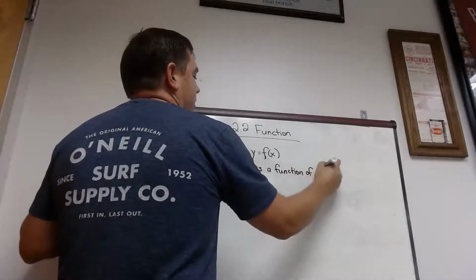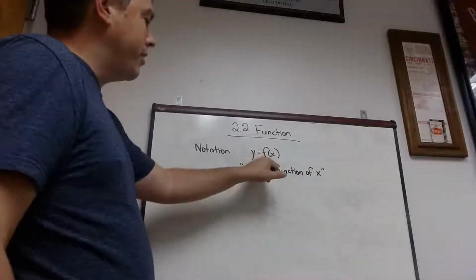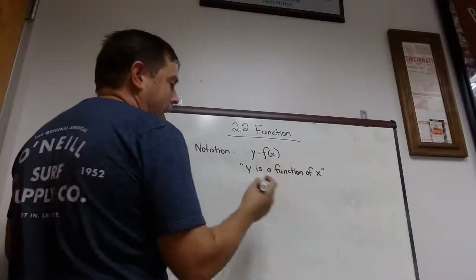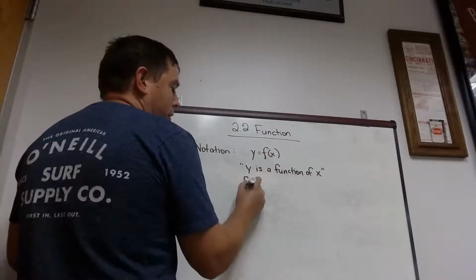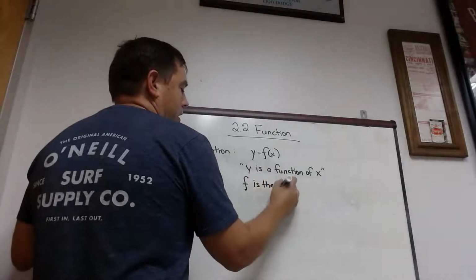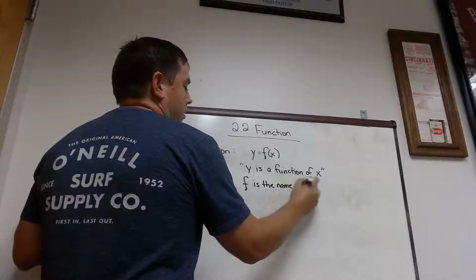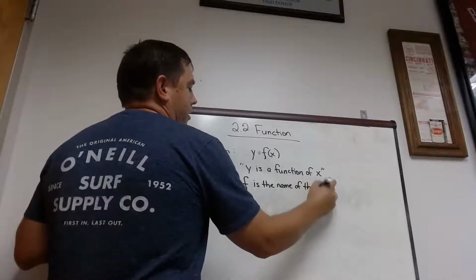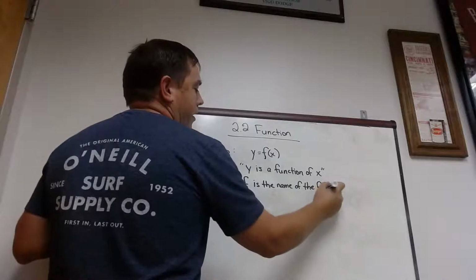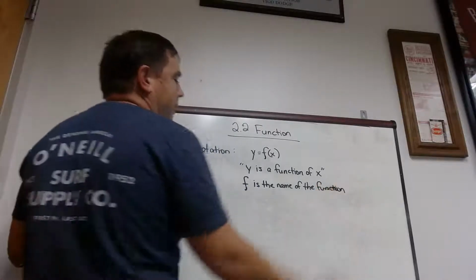And this is specifically saying that y is a function of x, all right? And the little fancy curly letter that is always in front of that x in parentheses is the name of the function. So we would, in this case, say f is the name of the function.